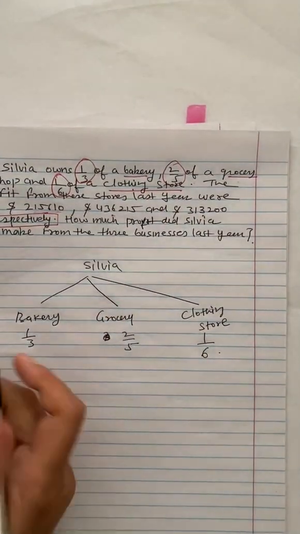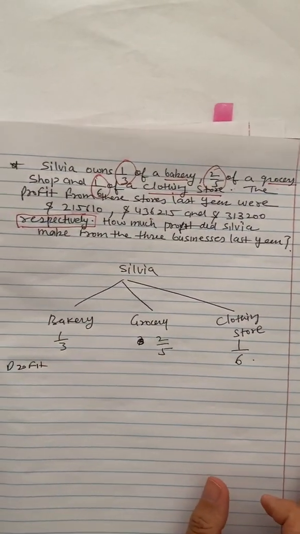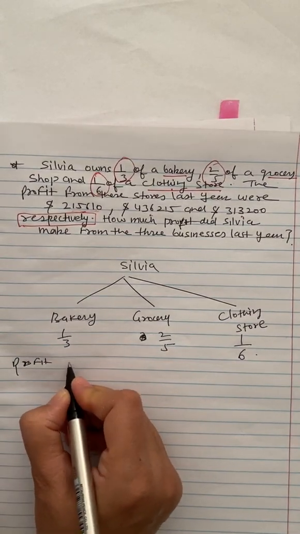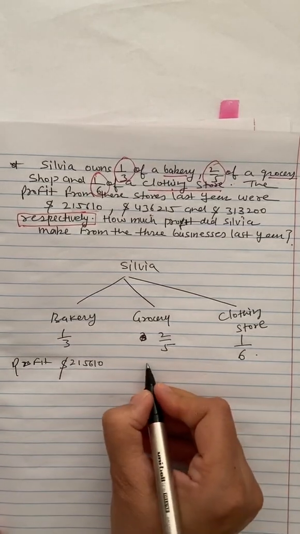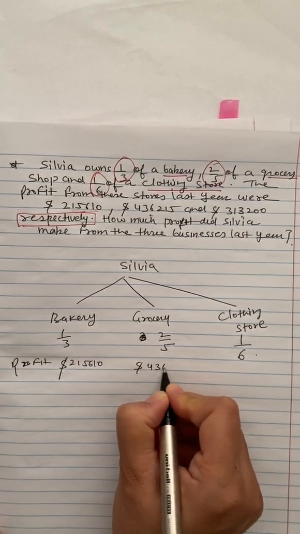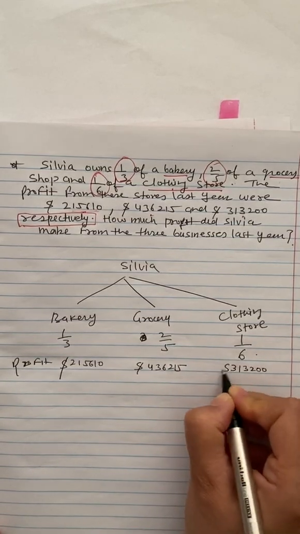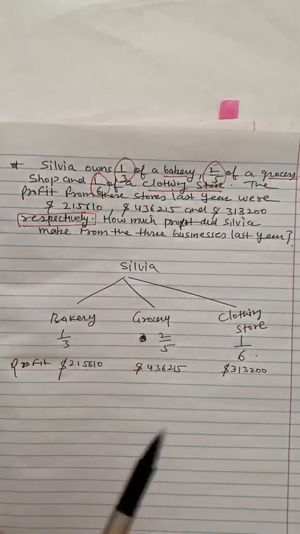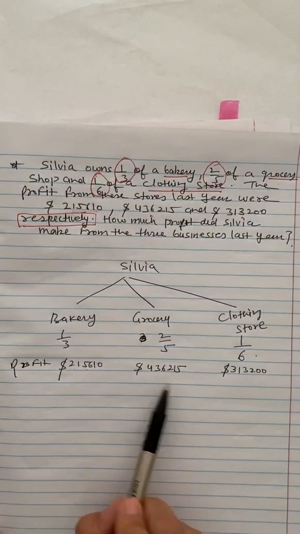So I'm going to write down the profit here. Let me write down how much profit was made. So here we got 215,610, then 436,215, and $313,200. Respectively means, as I explained, in the same order. So this is the profit we got.